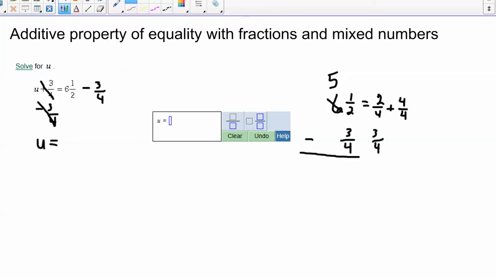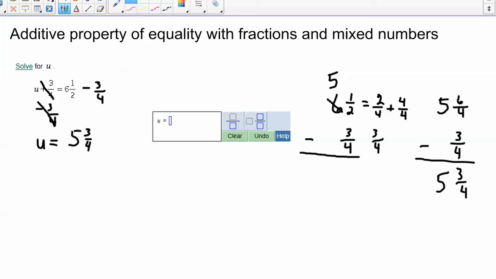So I have 5 whole units. I have 2/4 and 4/4. So I have 5 whole units, and 2/4 plus 4/4 is 6/4. And I'm still subtracting the original 3/4. Now I've got the regrouping in the common denominators, we're ready to subtract. 6/4 minus 3/4, 6 minus 3 is 3, common denominator 4. And then 5 minus the 0 whole units is 5. Okay. So the right-hand side, 6.5 minus 3/4, simplifies to 5 and 3/4.